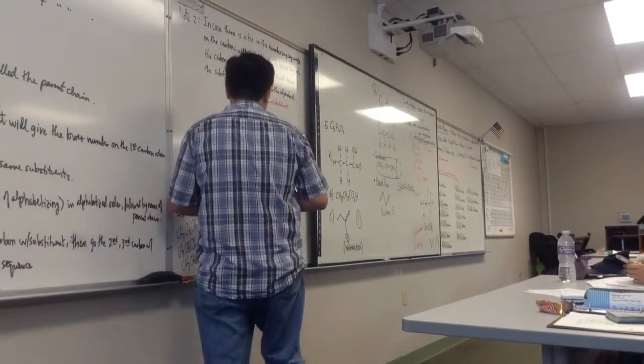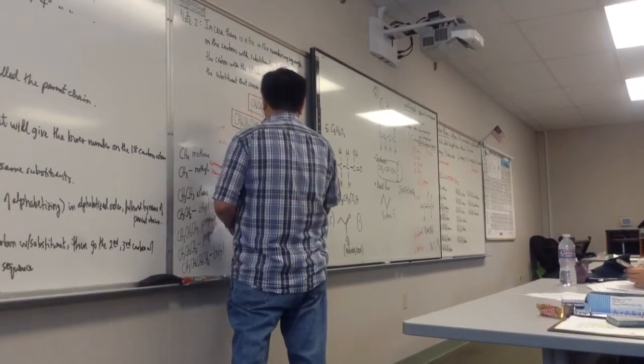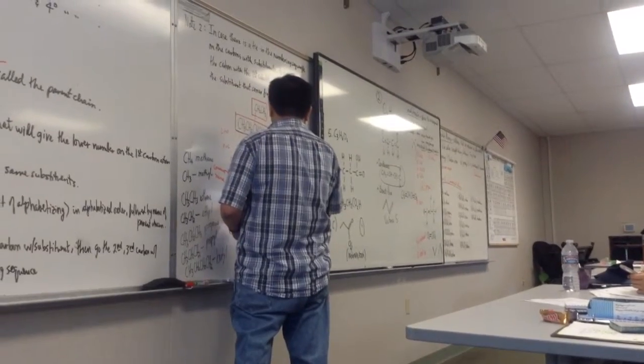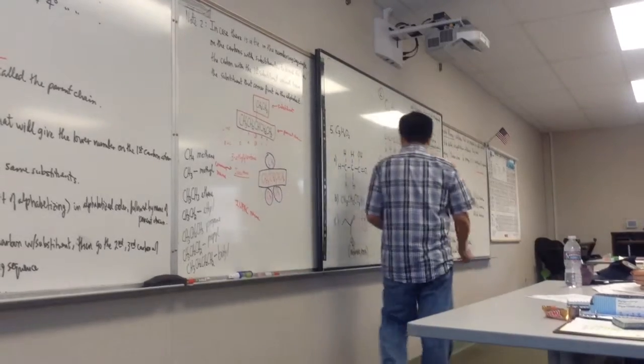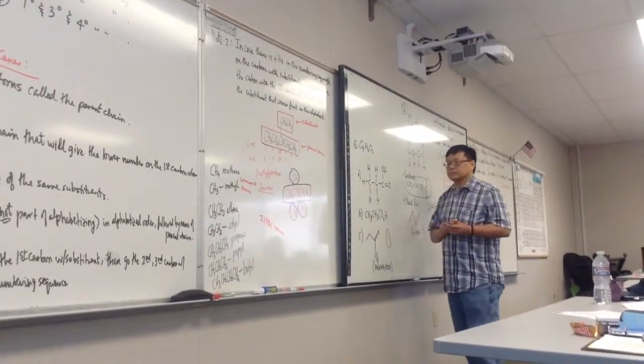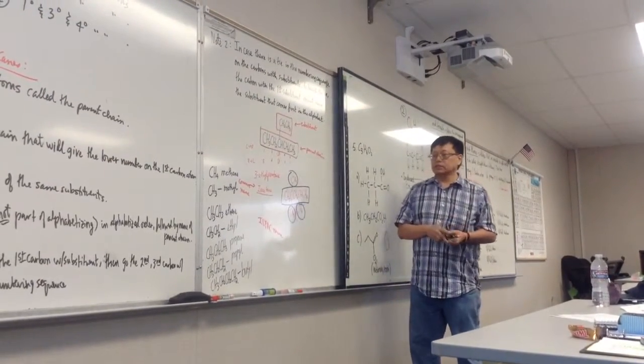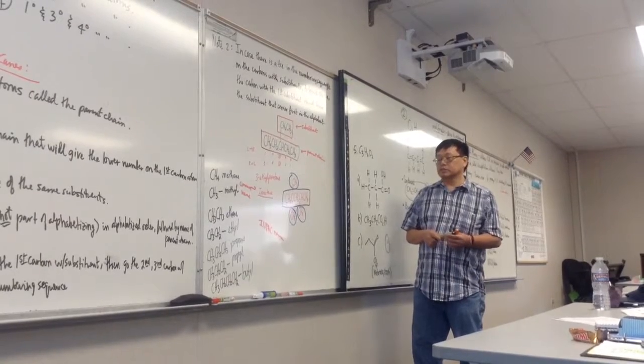Those that are not part of the parent are known as substituents, and so we have this substituent right here. We have another substituent right here, and another substituent right here. So we have 3 substituents. Anybody know what's the name of those substituents? Methyl, correct. So there are 3 methyl groups.